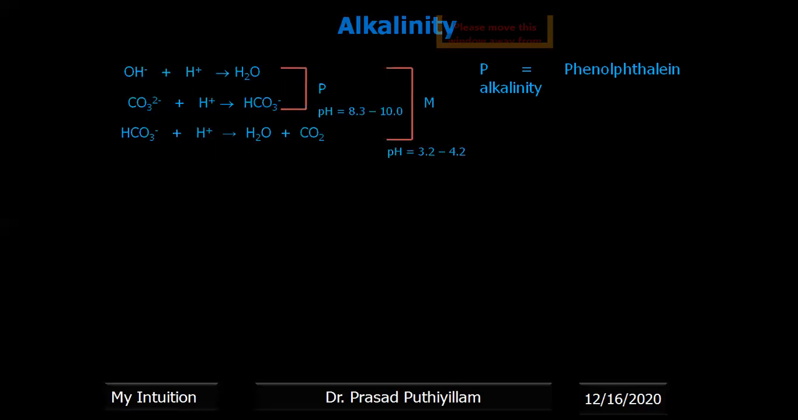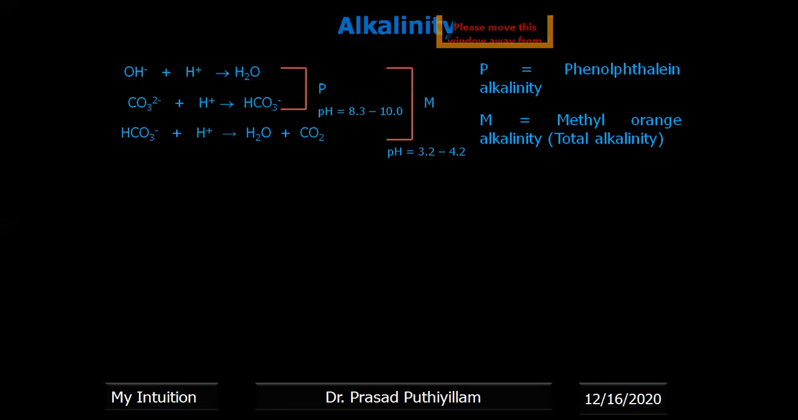If I represent P as the phenolphthalein alkalinity, it means alkalinity due to OH minus and alkalinity due to carbonate. But carbonate converted into bicarbonate, that alkalinity is not included in this. That's why we can say that half of the carbonate alkalinity is included. Therefore, phenolphthalein alkalinity represents the alkalinity due to hydroxyl ion and half of that of carbonate.